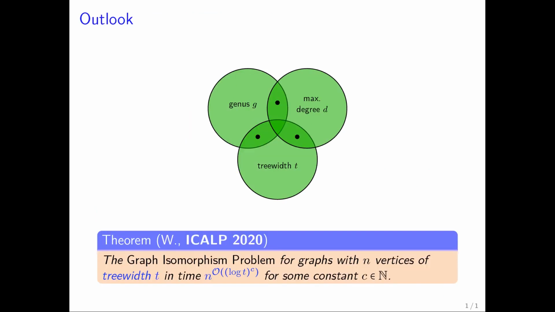So let me conclude. I gave an algorithm for graphs of treewidth T running in n to the polylog T. Basically, we decompose the graph into bounded degree parts. Then we use the bounded degree isomorphism algorithm by Grohe, Neuen, and Schweitzer to compute the isomorphisms between these parts. And then we merge these parts, which was the main work and which was done by group theoretic methods building on Babai's algorithm. I want to mention some open problems.